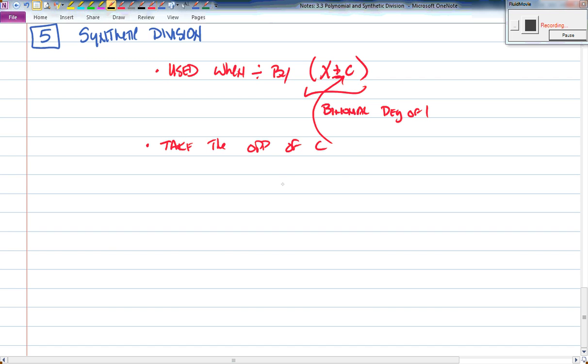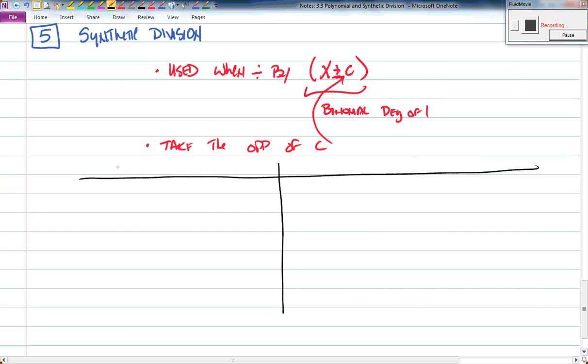Since you guys have never seen this before, I'm going to give you the old way and the new way. So this is the long division way, and then synthetic division. Let's say, for example, we want to do x to the third plus 4x squared plus x minus 1, and we're going to divide it by x minus 3.